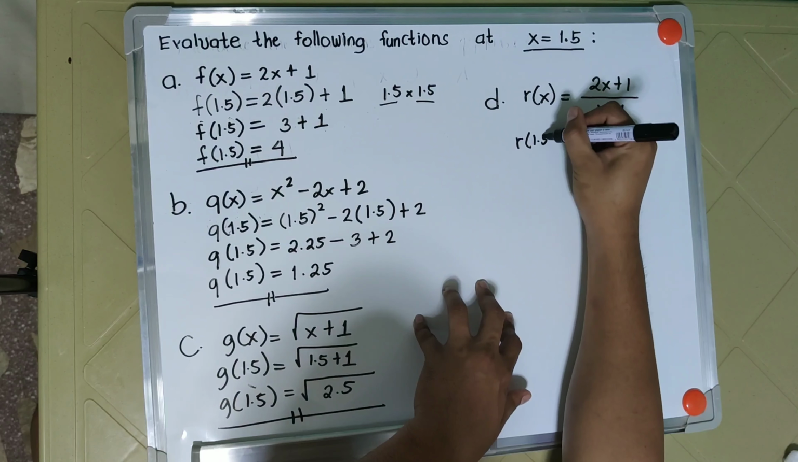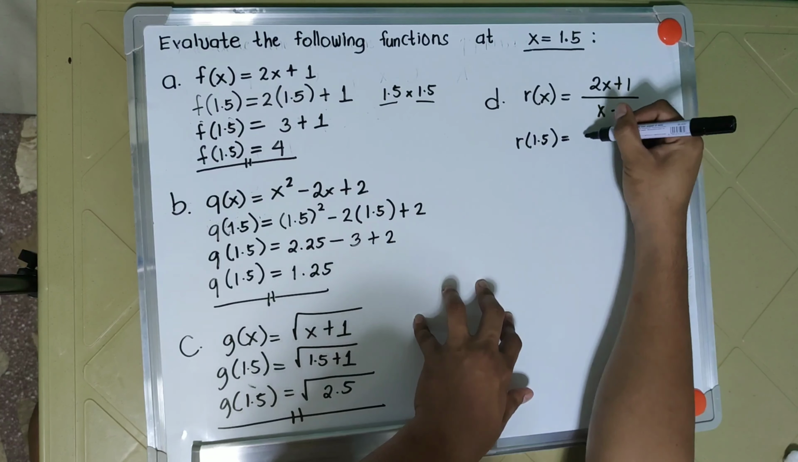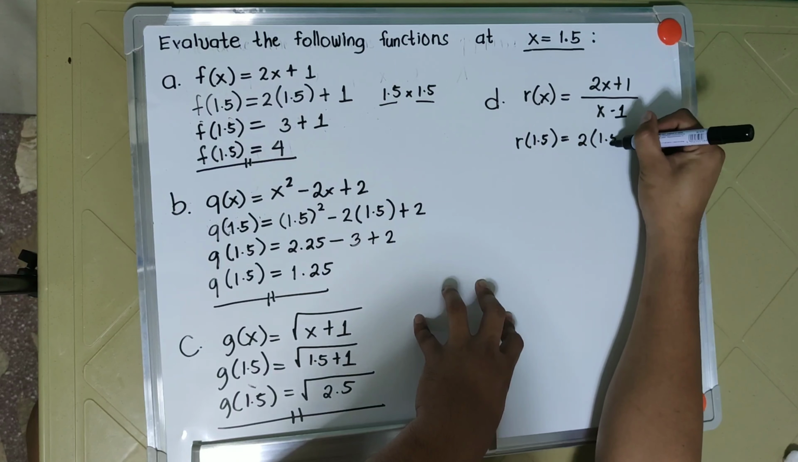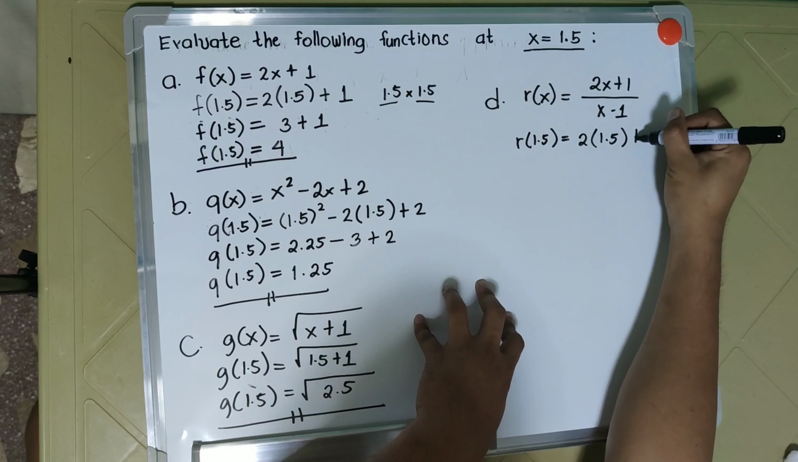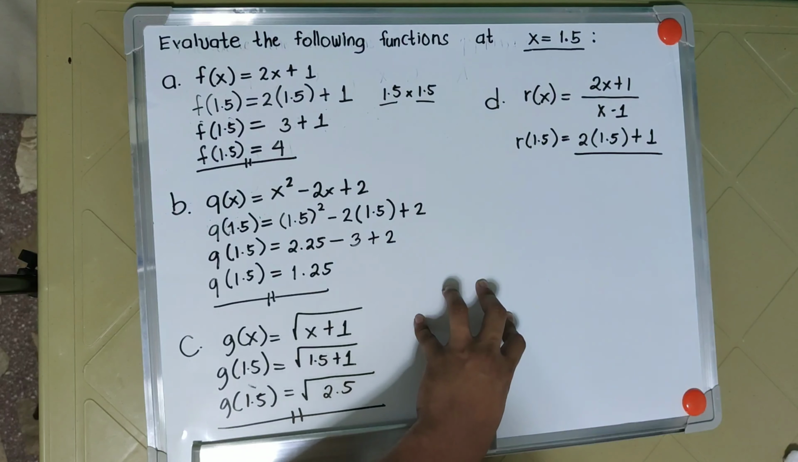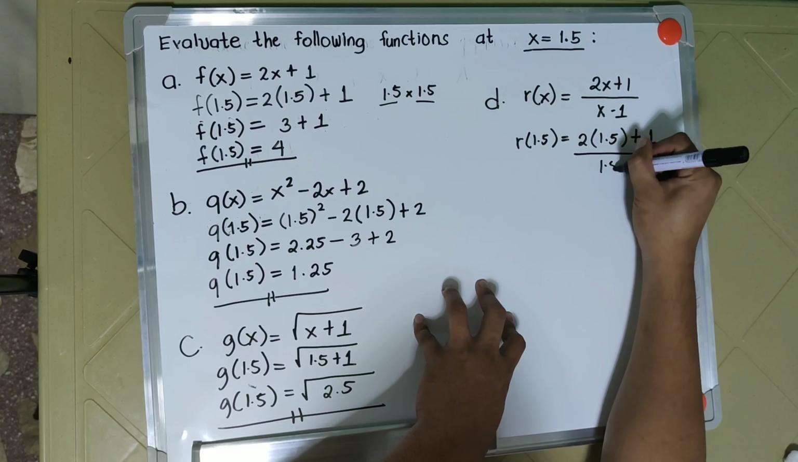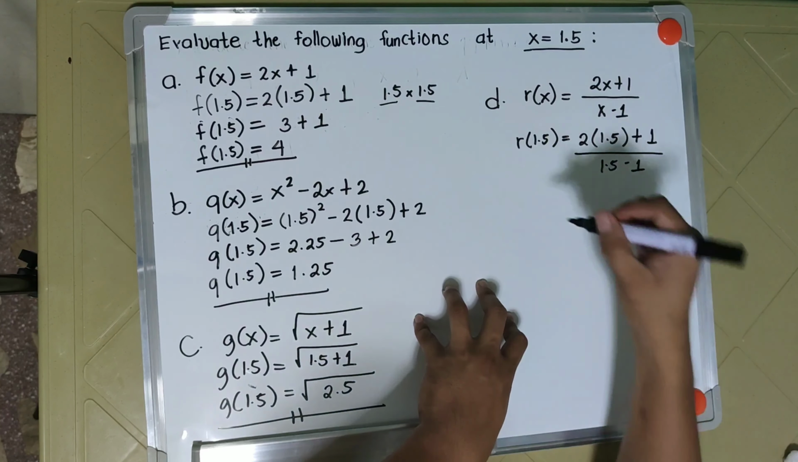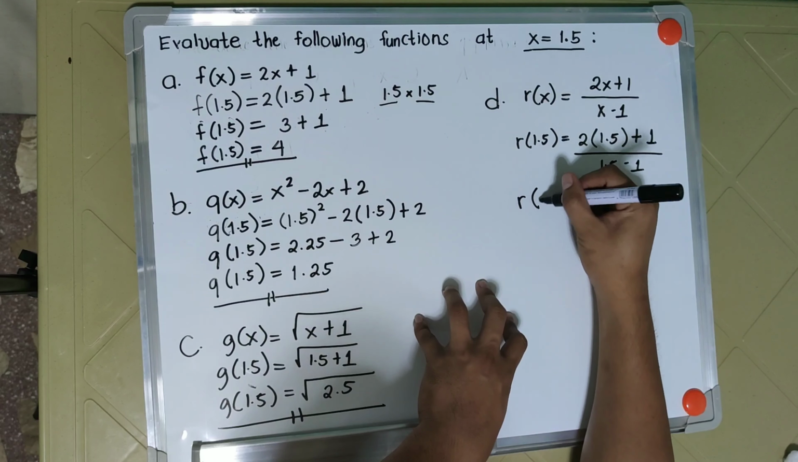R of 1.5 is equal to, copy the 2, substitute the value of x, so it will become 1.5, copy the plus sign, and copy 1, all over, ano yung x natin? 1.5 minus 1. Then, simplify. Apply the rule of PEMDAS.